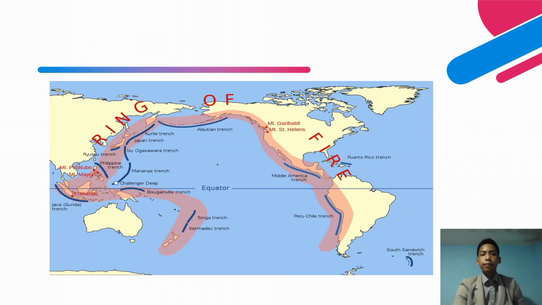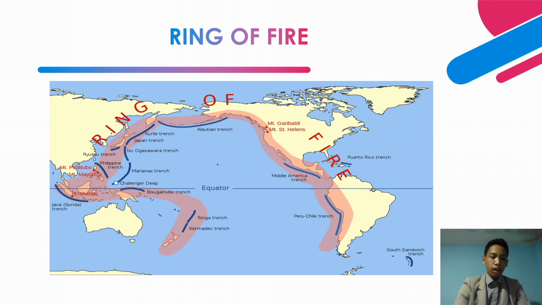Next is the picture of Ring of Fire. Do you know what is Ring of Fire? The Philippines is located in the circum-Pacific belt of fire and typhoon. This being so, the country has always been subjected to natural disasters and calamities any time of the year.